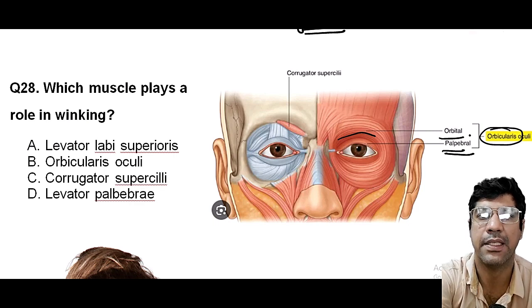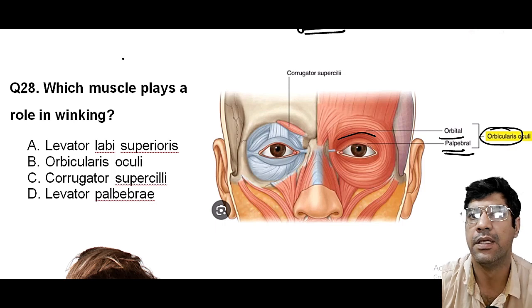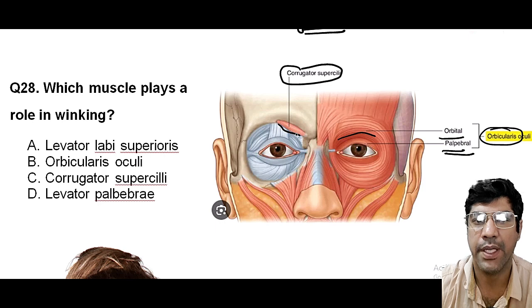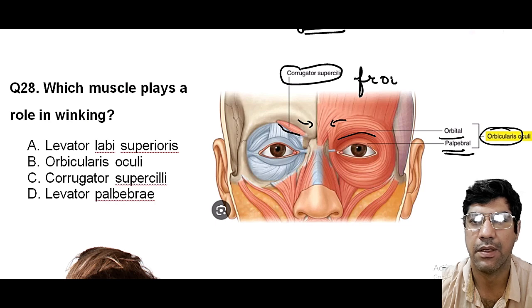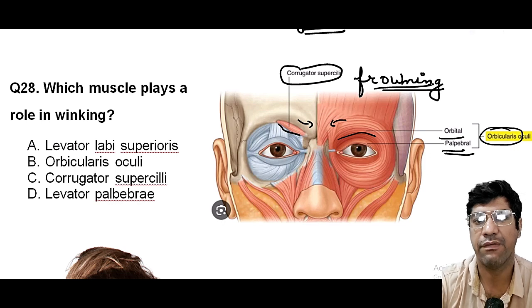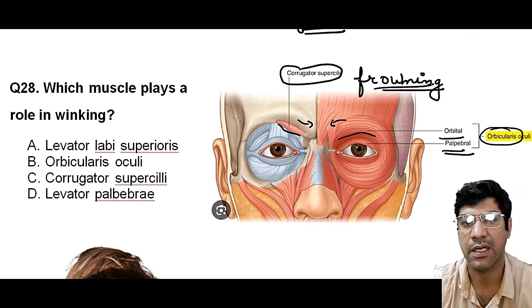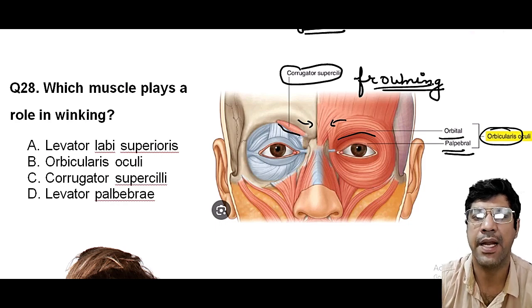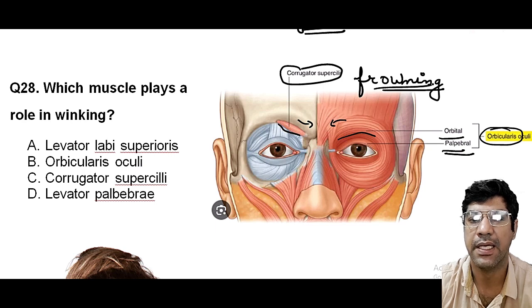The other muscles, like the corrugator supercilii, are responsible for drawing the eyebrows together and wrinkling of the forehead, which is associated with the facial expression of frowning. The main function of the corrugator supercilii muscle is frowning. That means when the muscle contracts, it causes the inner end of the eyebrow to move downward and medially. That gives a wrinkled appearance on the forehead.